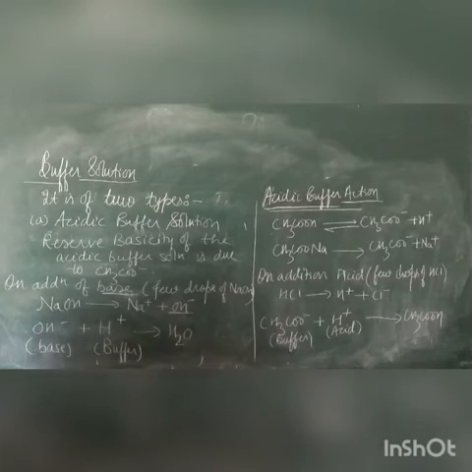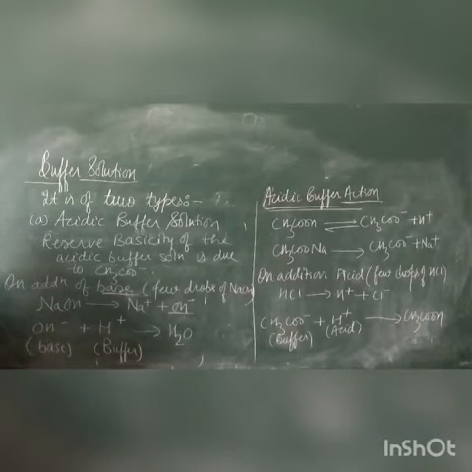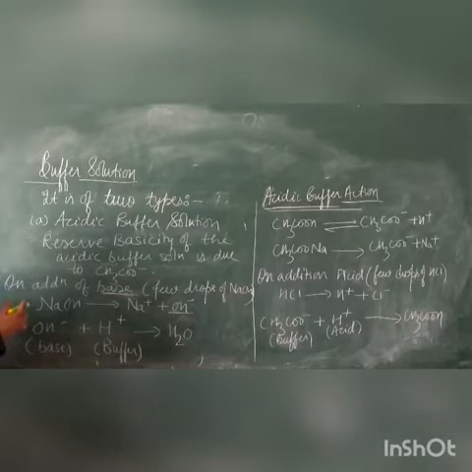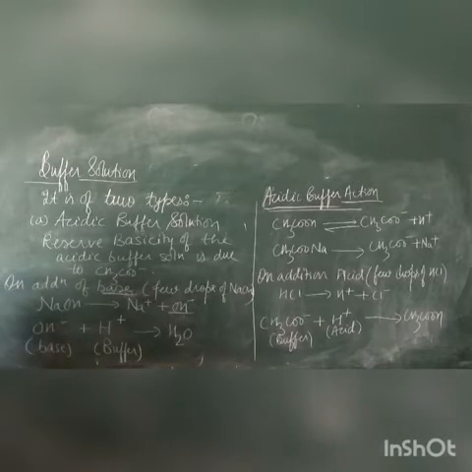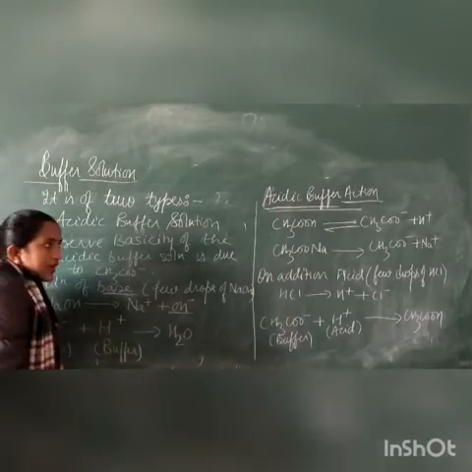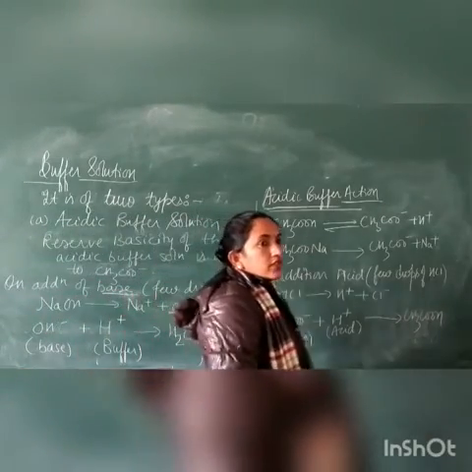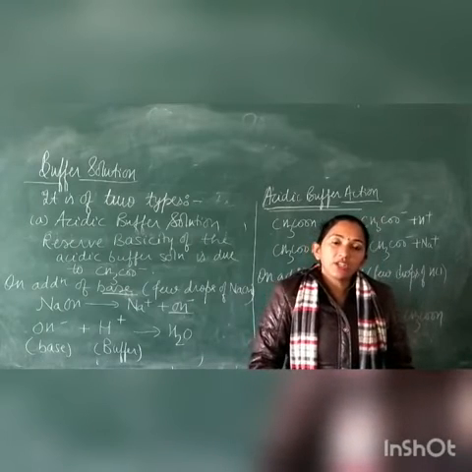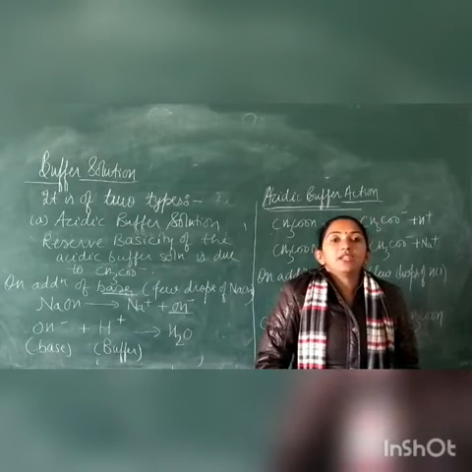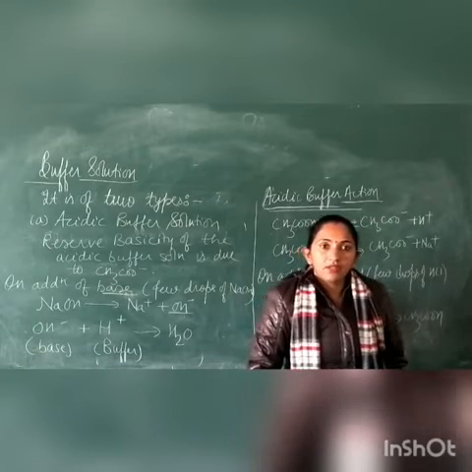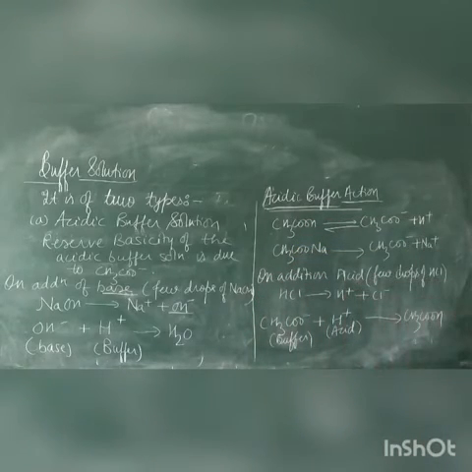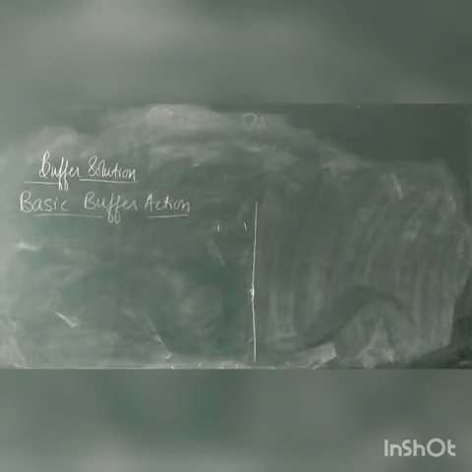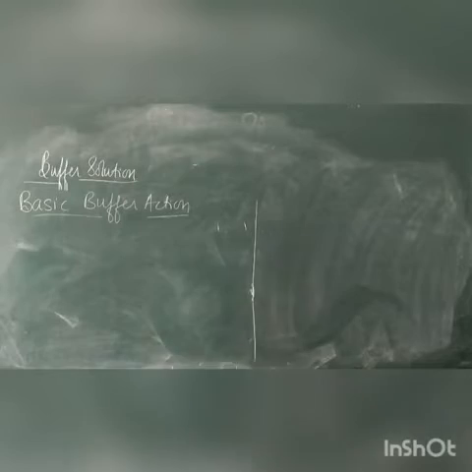Clear? So here the reserve acidity of the acidic buffer solution will be due to the hydrogen ion which has been obtained from the buffer. So as a result, the acidic buffer solution retains its reserve acid, it retains its pH, right? And hence the pH will remain constant. Right, students? So just go through it. We will discuss the basic buffer action.